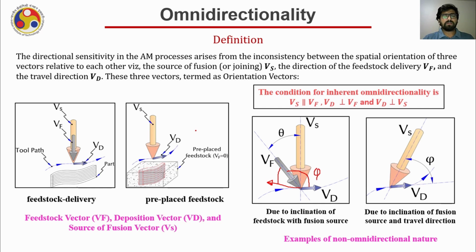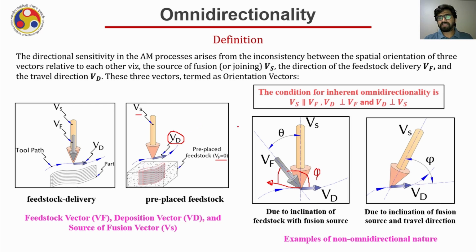Another example, let us consider powder bed fusion, in which no motion is given to the powder feed delivery stroke. It is just lying there and hence has zero velocity. Correspondingly, Vf will remain 0. Now the fusion source is coming vertically from the top, and you are moving this energy beam, or depositing, in some direction, and that direction is represented by Vd here. The process will remain omnidirectional if the angle between Vs and Vd is always 90 degrees. But if this angle between Vs and Vd is not consistent at any point of time, then the process will not remain omnidirectional.